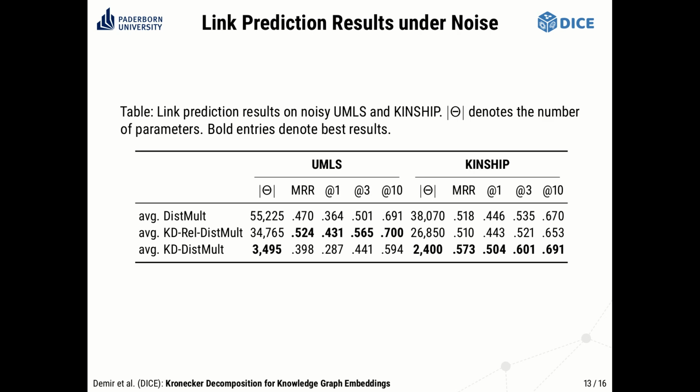After these results, as I mentioned, we conducted a series of experiments, and here we report the average results. These results indicate that in noisy settings, applying Kronecker decomposition on relation embeddings and tail entity embeddings still leads to better performance.